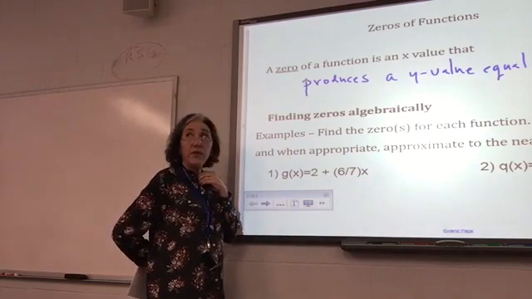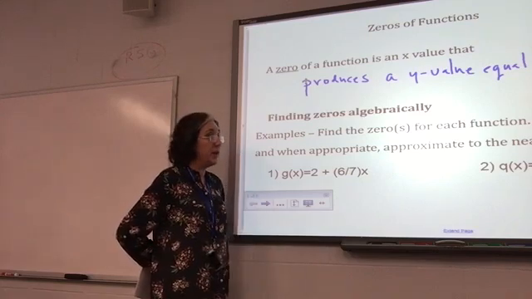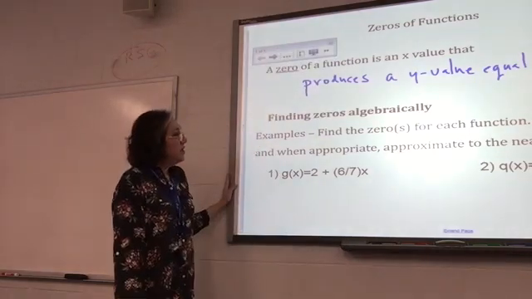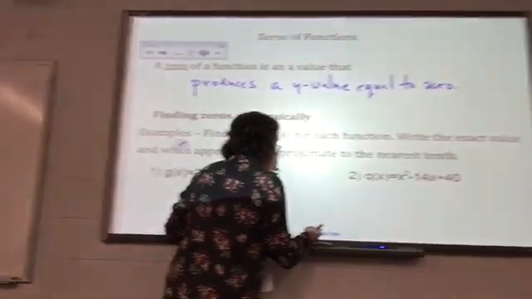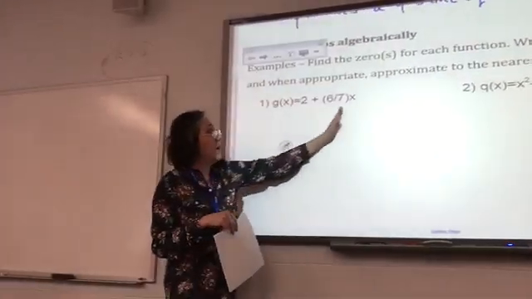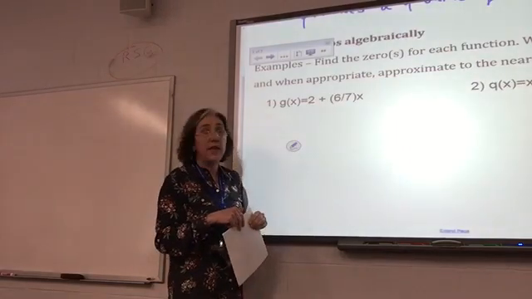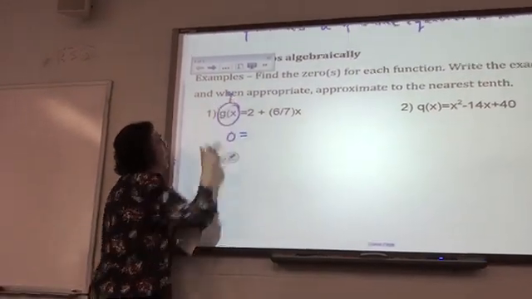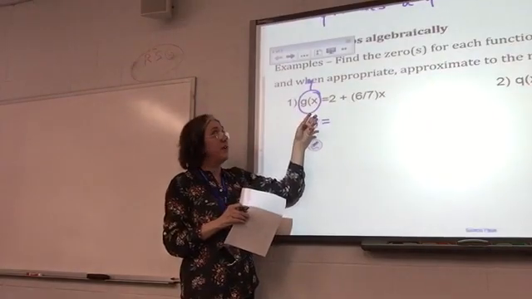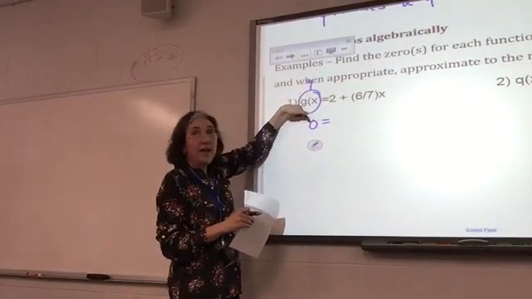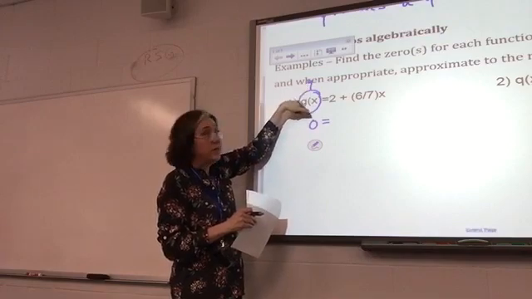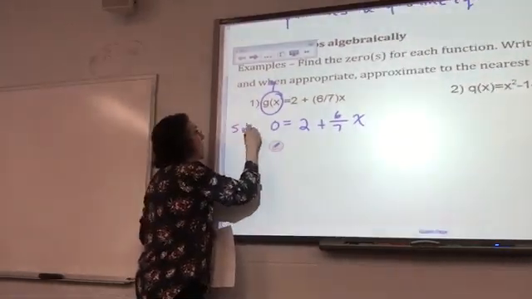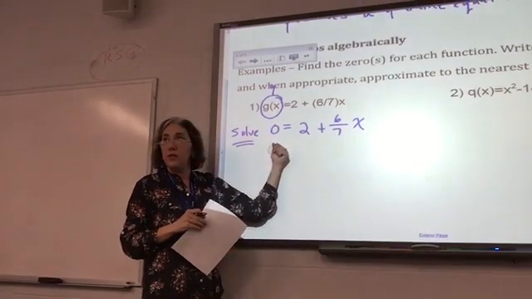So what we're going to do first is find zeros algebraically, and then I'm going to show you how to do it on the calculator. So the first one is, the function is, the way you find the output is 2 plus 6/7 x. So we're going to replace y. Remember, f of x or g of x or whatever your function name is, that is your y. We want to know how to get 0 for that output. So we're going to solve this equation. We're going to find out what x produces 0.